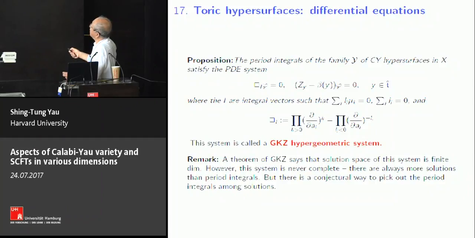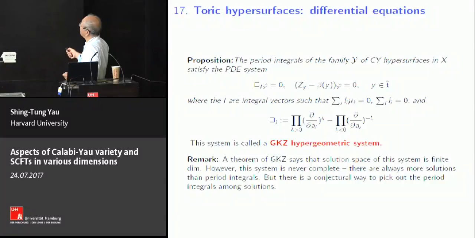And then you have this other equation that comes from the action of the torus plus C star. So this system is called a GKZ hypergeometric system, which was introduced by three people led by Gelfand. A theorem of GKZ says that the solution space is actually finite dimensional. But this system, unfortunately, is not complete.